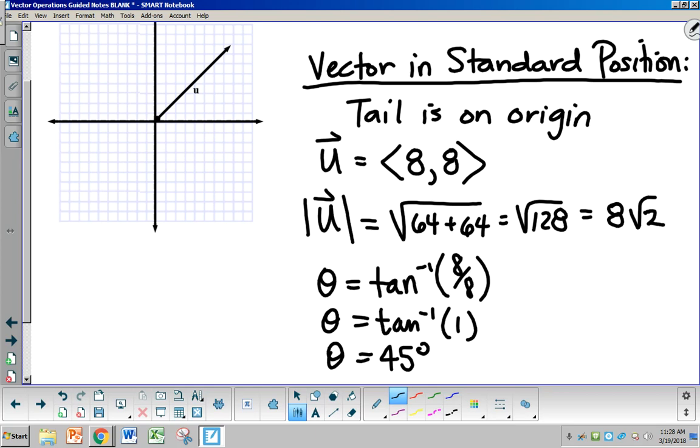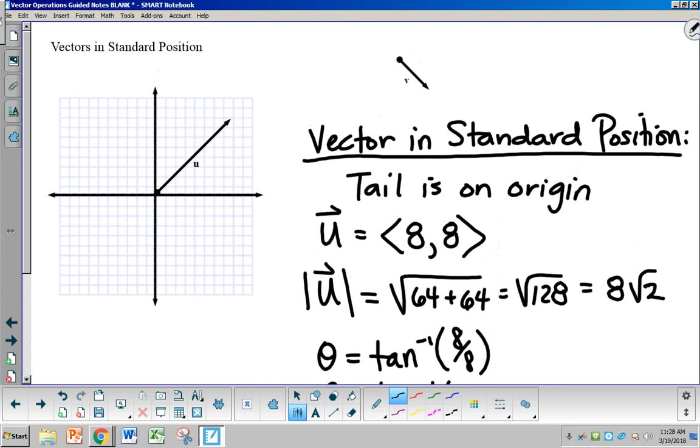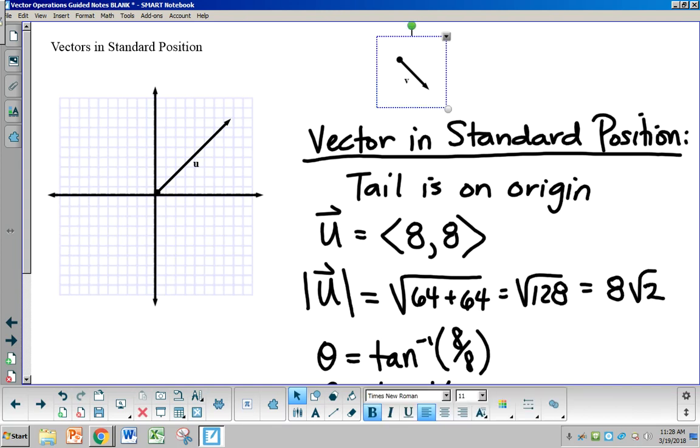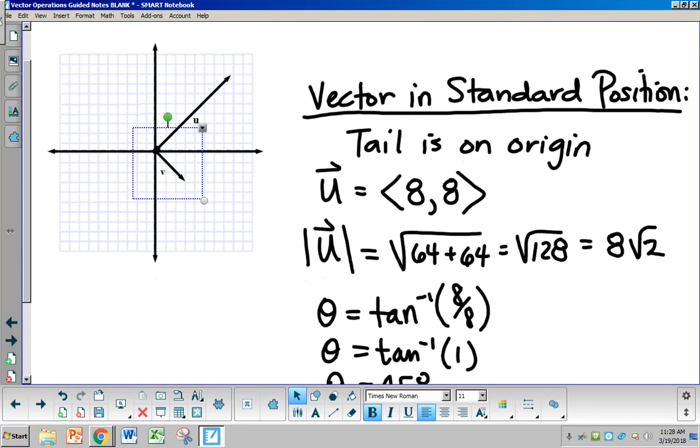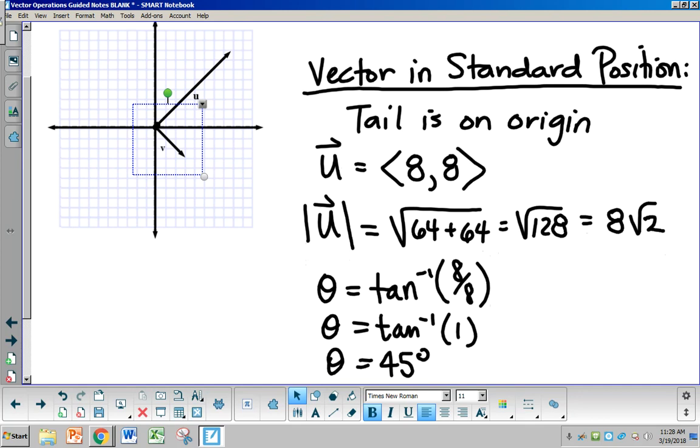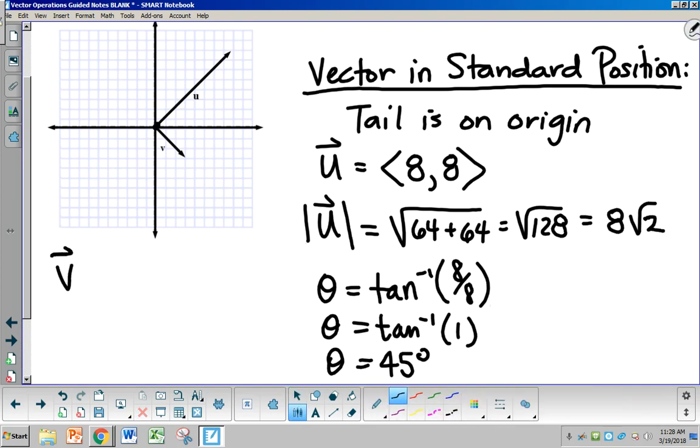Everybody got that? All right, so we're going to move vector v into standard position. Here it is, vector v. I'm going to put it in standard position. How long is that? It's 3 to the right and then 3 down, yes. So vector v in component form is going to be 3 to the right and then 3 down.